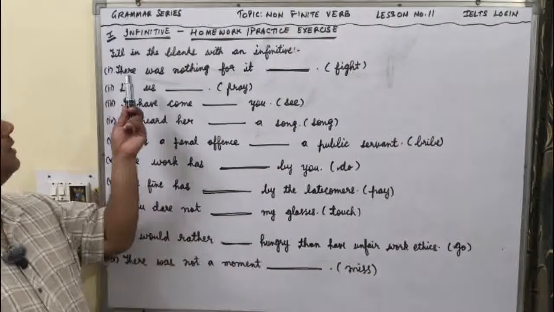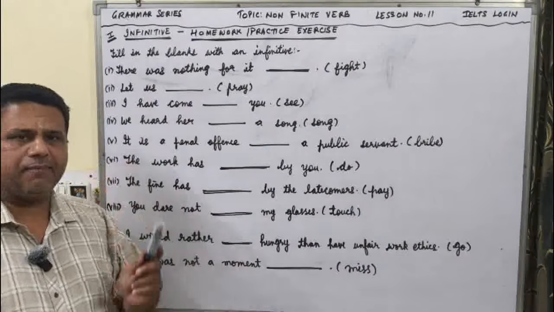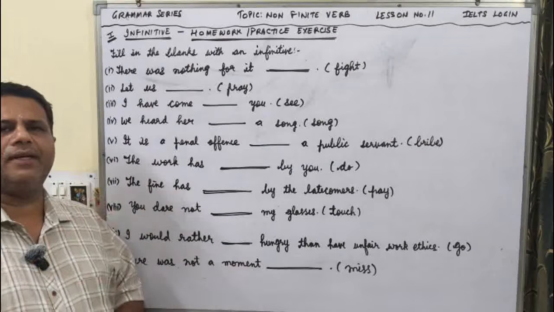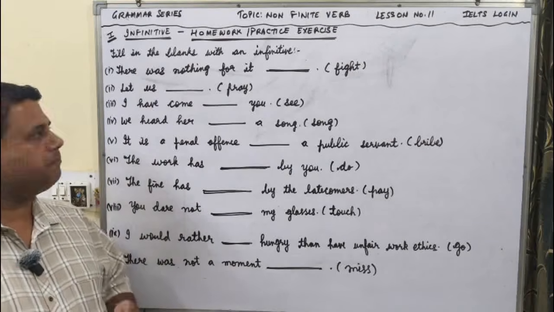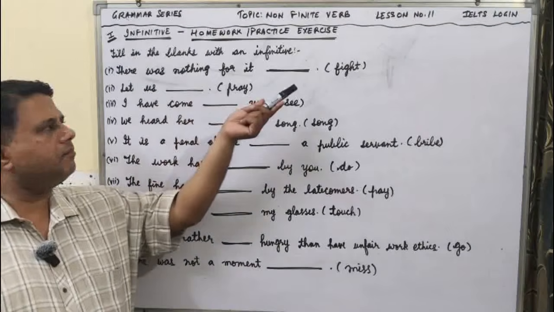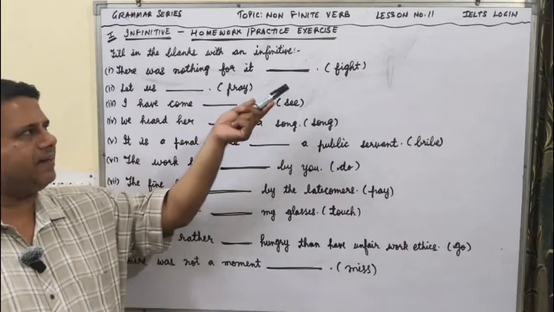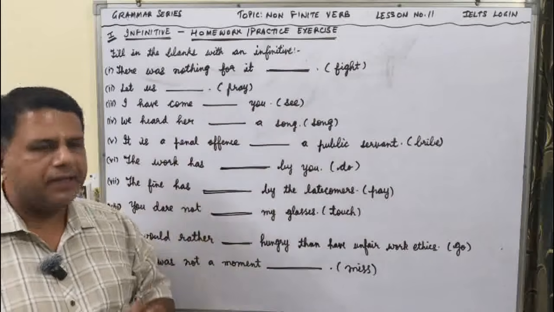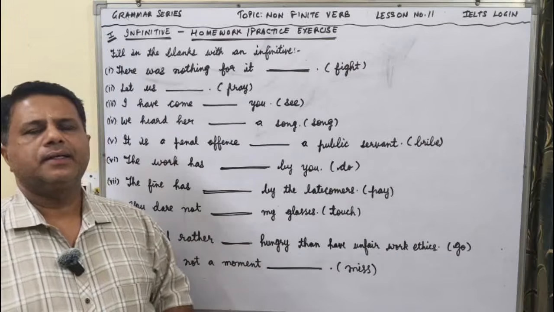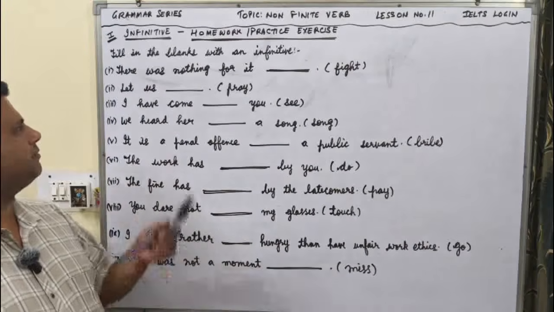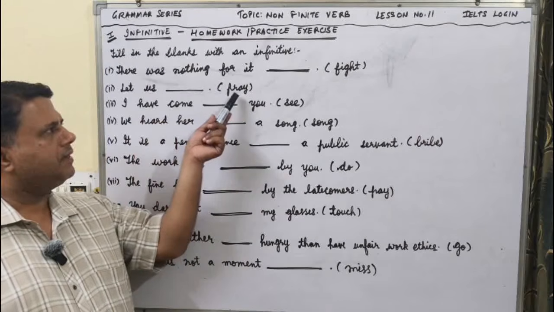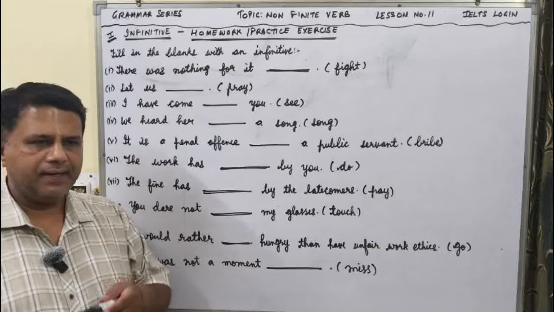Let's continue. Fill in the blanks with an infinitive. Three possibilities are there. See all the possibilities, then only reach a proper answer. There was nothing for it, so the verb given in the bracket is fight. You can fill in the blank with to infinitive, bare infinitive, or to infinitive passive form. Let us dash blank. In the bracket we have the verb pray.